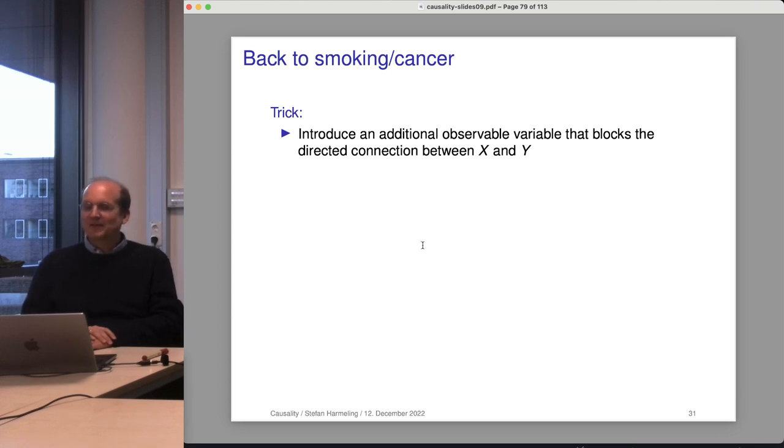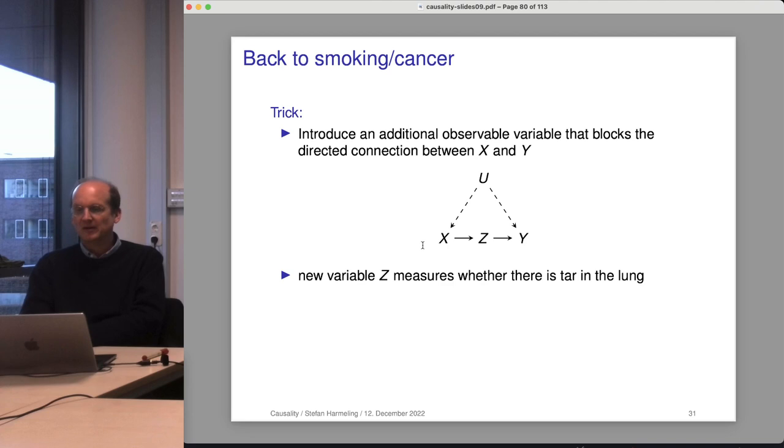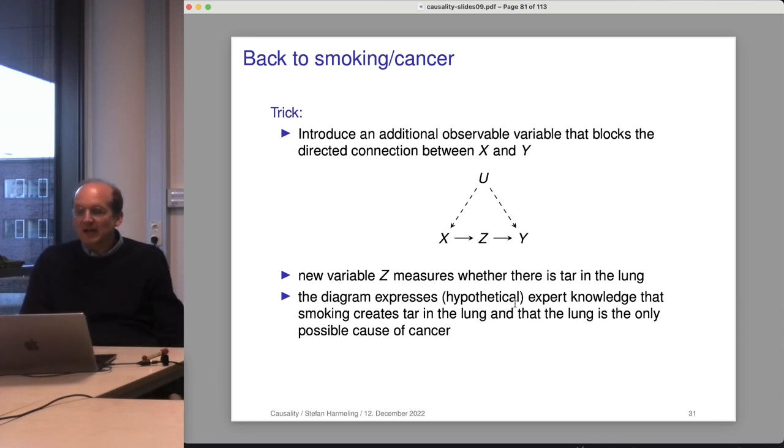Okay. So the trick here is that we introduce a new variable between X and Y, and then by manipulating and using that one, we can measure in a way what is passing directly from X to Y via some intermediate variable. In the smoking and lung cancer story, we are introducing a new variable which measures whether there's tar in the lung, right? That's something that can be observed. You can check for a patient whether there's tar in the lung. And then we need some expert knowledge that smoking creates tar in the lung. That's important expert knowledge, right?